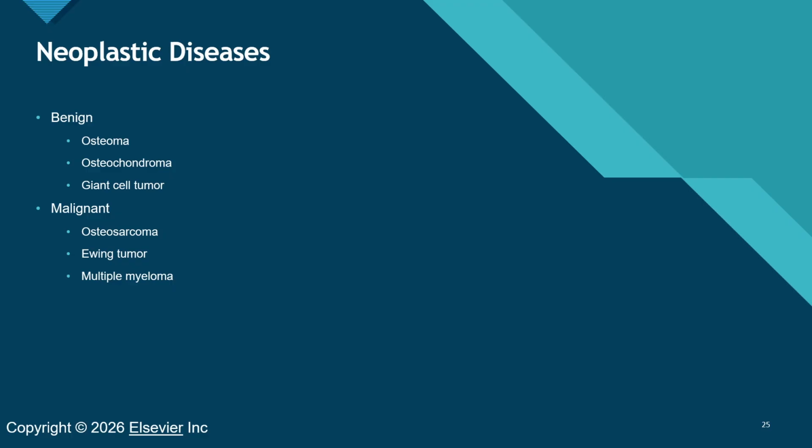The final classification that we are going to talk about are the neoplastic diseases. There are many varieties of bone tumors. However, primary bone tumors are more common in children and metastatic bone lesions are more common in adults. The most common benign bone tumors are an osteoma, osteochondroma, and the giant cell tumor. The primary malignant bone tumors are osteosarcoma, Ewing tumor, and multiple myeloma.